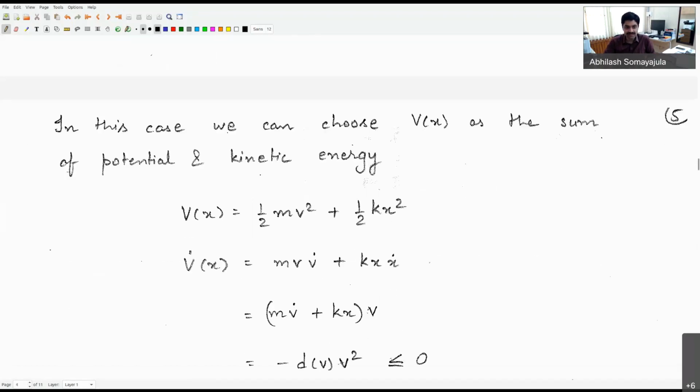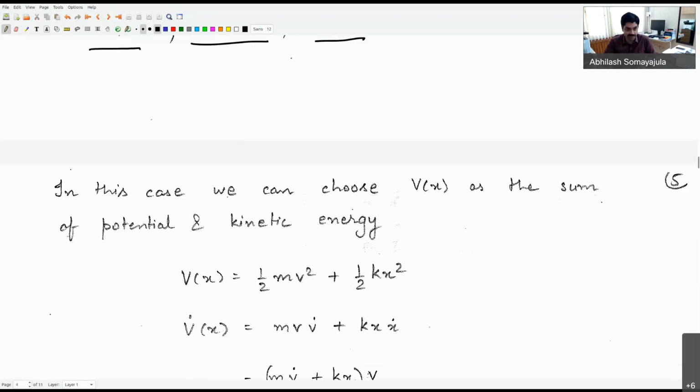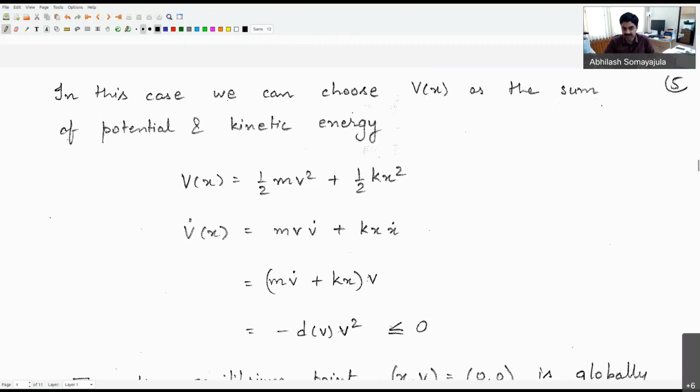Okay. In this case, we can choose V of x as the sum of potential and kinetic energy of the system, which is half m v squared plus half k x squared. Everybody is familiar with this, right? The first term here is the kinetic energy, the next term here is the total potential energy stored in the spring. Now, if I take V dot of x, I see that V dot of x will be m v times v dot plus k x times x dot. Everybody with me so far?